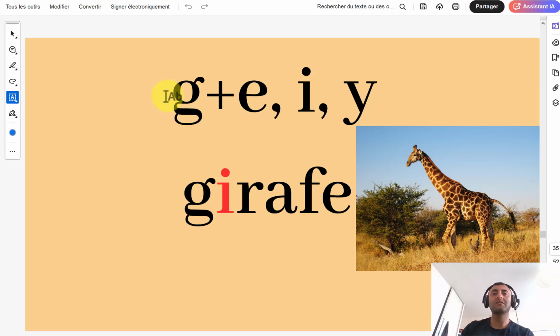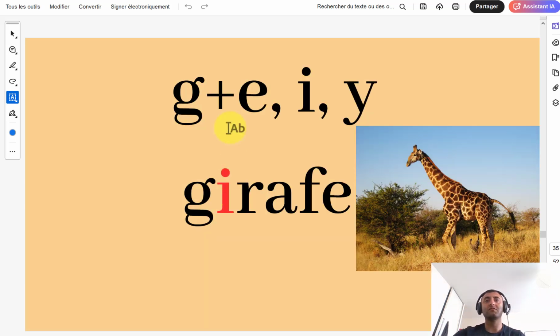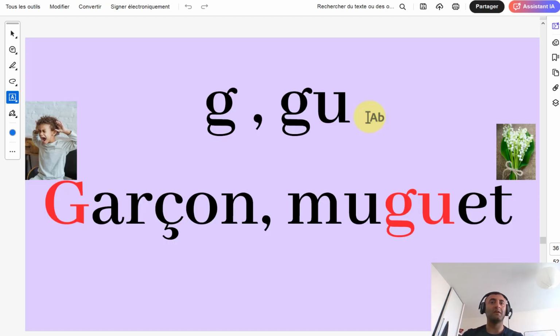So inside the words after G, if you see these vowels like E, I, Y, automatically we're gonna read this letter like J. Okay, this sound will be J. It will be like giraffe. But for the rest of the cases, we're gonna read that like G, simple G, right? So here, because we have these three vowels, E, I, Y, that's why we're gonna read that like J. But here it's the rest of the cases, so it will be G, like garçon, muguet. When you see that together, automatically it is G, muguet.